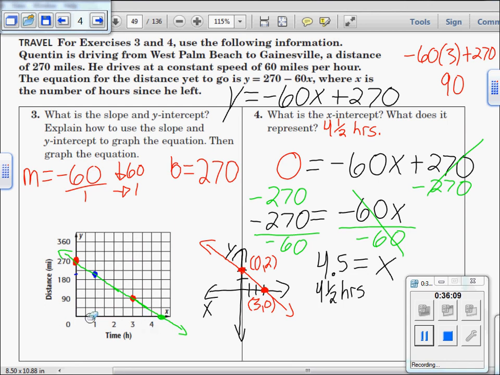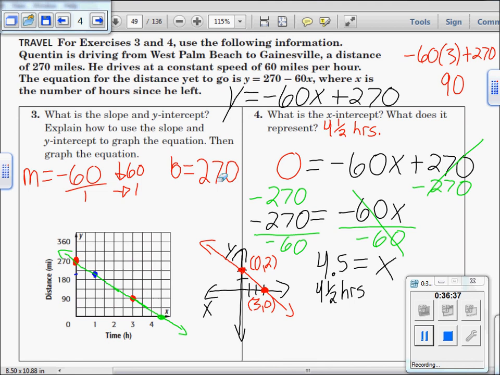That tells us after 4.5 hours of driving, we have 0 miles remaining. Intuitively, y was the number of miles remaining. So when we made y 0, that tells us we have no miles remaining, and x is 4.5 hours, which tells us it's going to take 4.5 hours to go to the end of the trip to get from West Palm Beach to Gainesville.